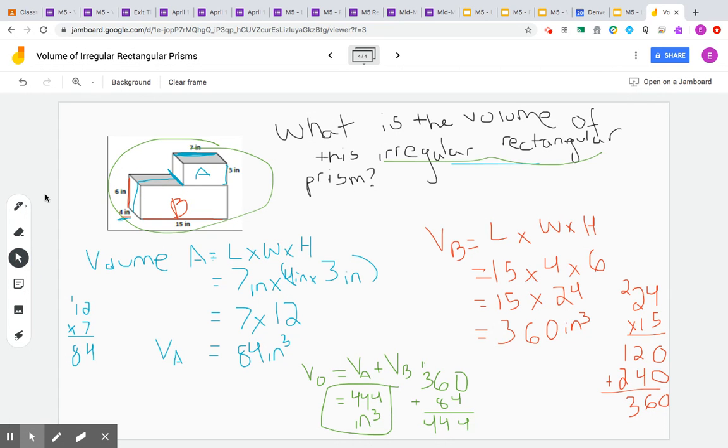I want you to, on the next couple slides, try your best at solving for A, B, and then your overall shape. So find the volume overall by adding together your individual volumes.